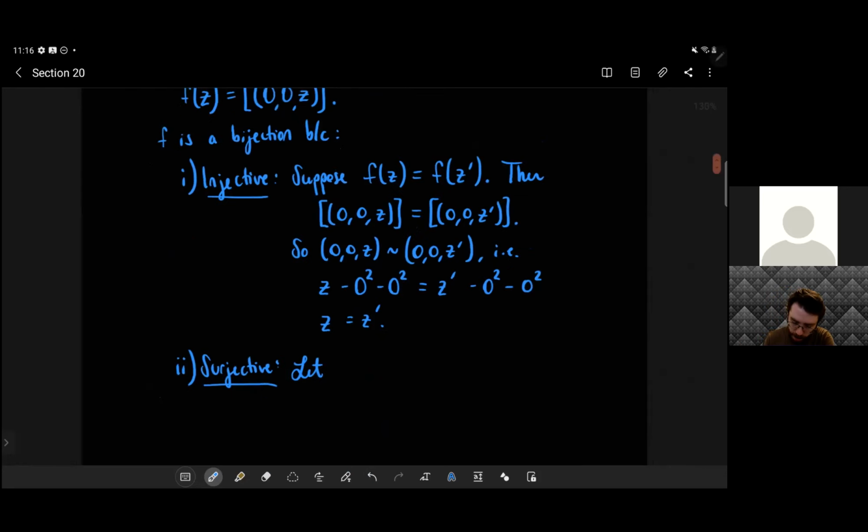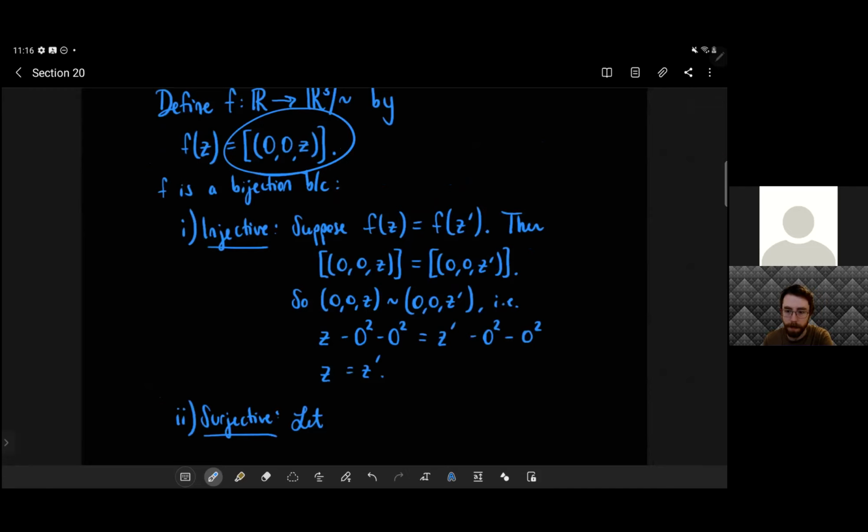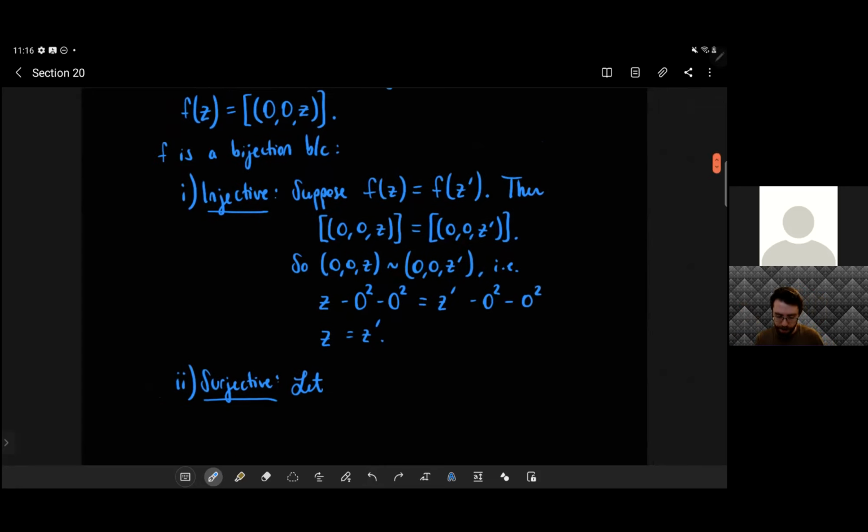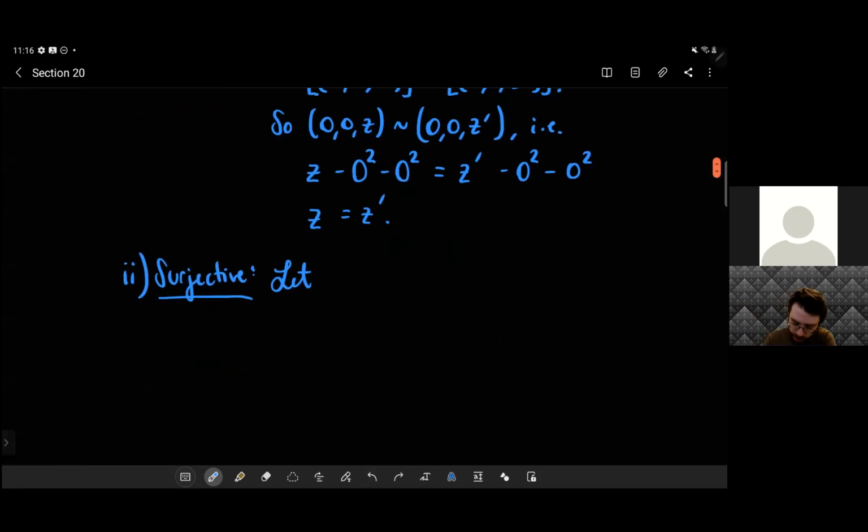Okay, this time we want to pick some arbitrary equivalence class. I circled this. Don't be tempted to write 0, 0, z. You should pick an arbitrary equivalence class in here. So I should pick the equivalence class of the point x, y, z. I'm not being thorough enough if I restrict to just 0, 0, z. You have to pick some arbitrary equivalence class. So x, y, z, let it be an equivalence class in the set of equivalence classes. And I want to show there's something mapping onto it. Right?